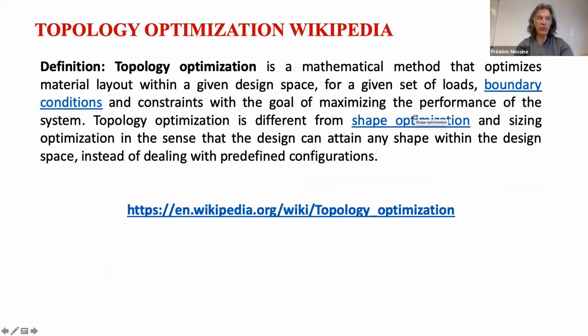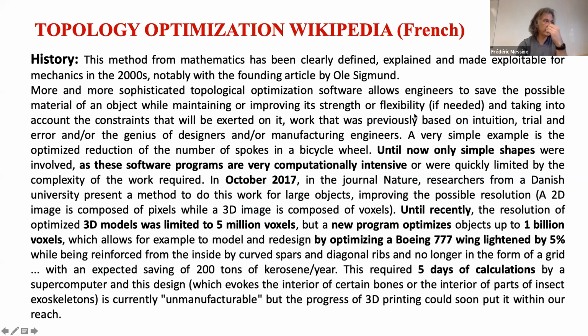Shape optimization, you will just optimize the shape of the form, and that's it. You will not change the entire part of the form. You will just optimize the shape a bit. I will show you some examples after, for a thruster.